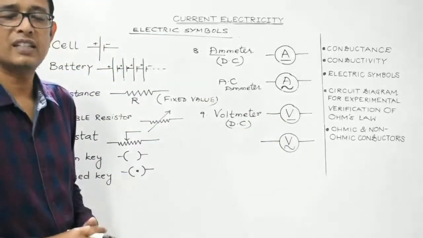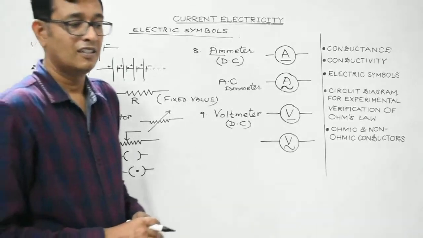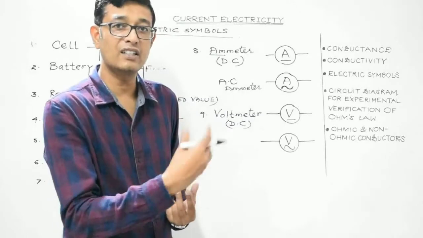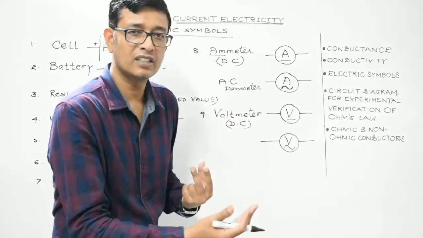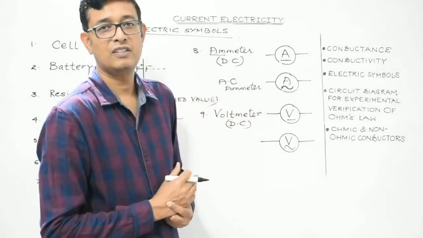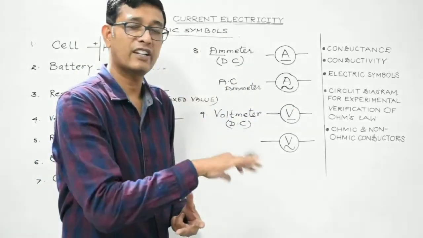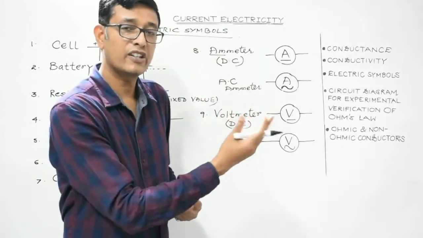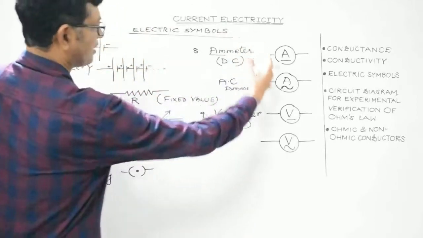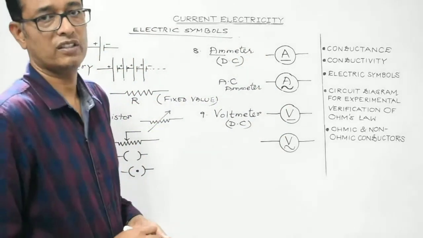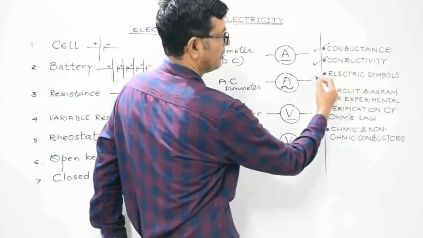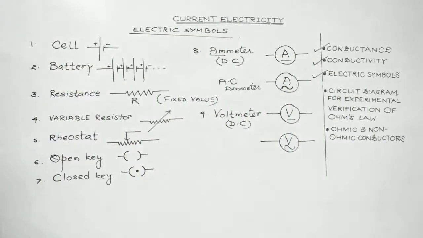There are some other instruments as well, like the galvanometer. It is an instrument which is used to detect the presence of current through a circuit. If the current flows through the circuit, it will certainly give some sort of deflection, either towards right or towards left, right? And on changing the direction of the current, the needle will give deflection in the opposite direction. That's the galvanometer. Anyways, these are the electric symbols which we'll be frequently using. So, we have completed the topic of conductance, conductivity and these electric symbols.